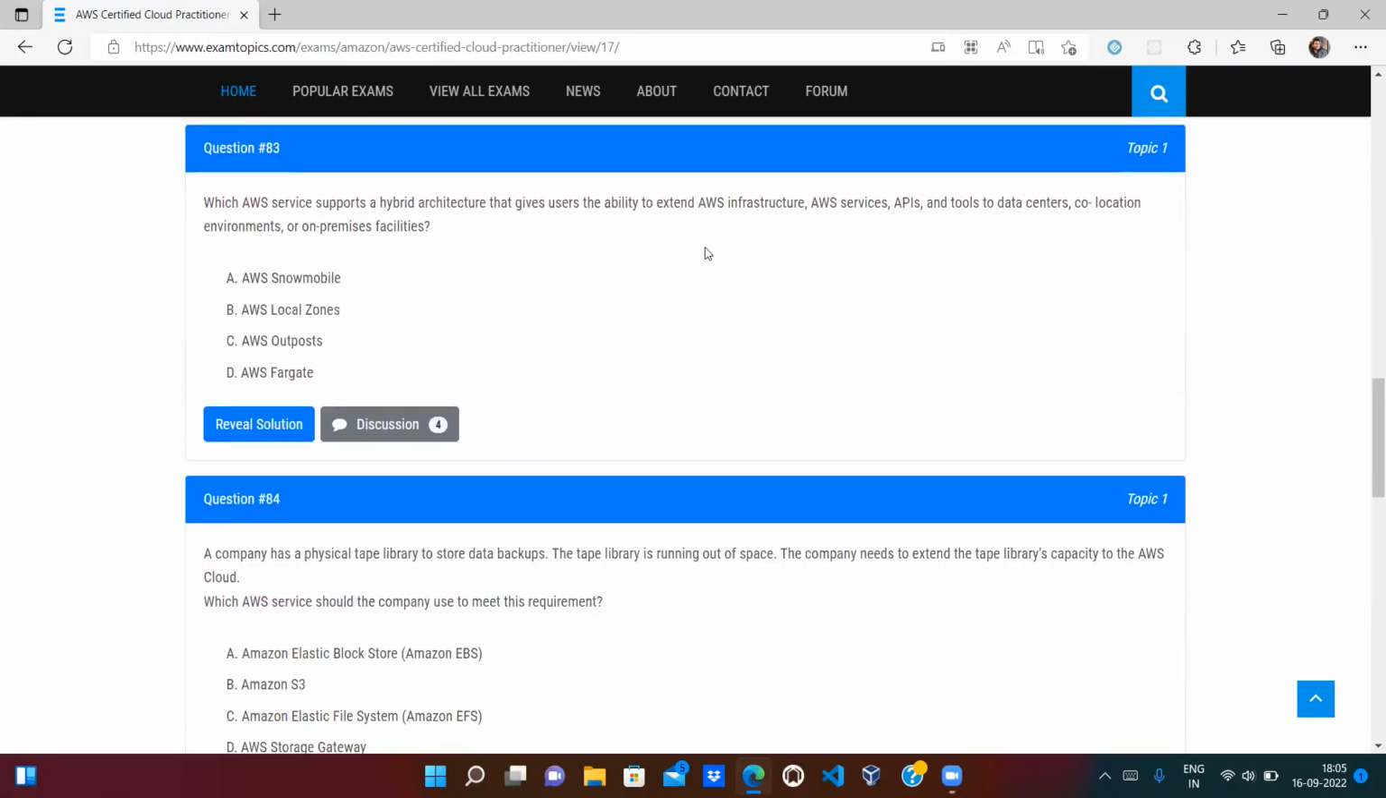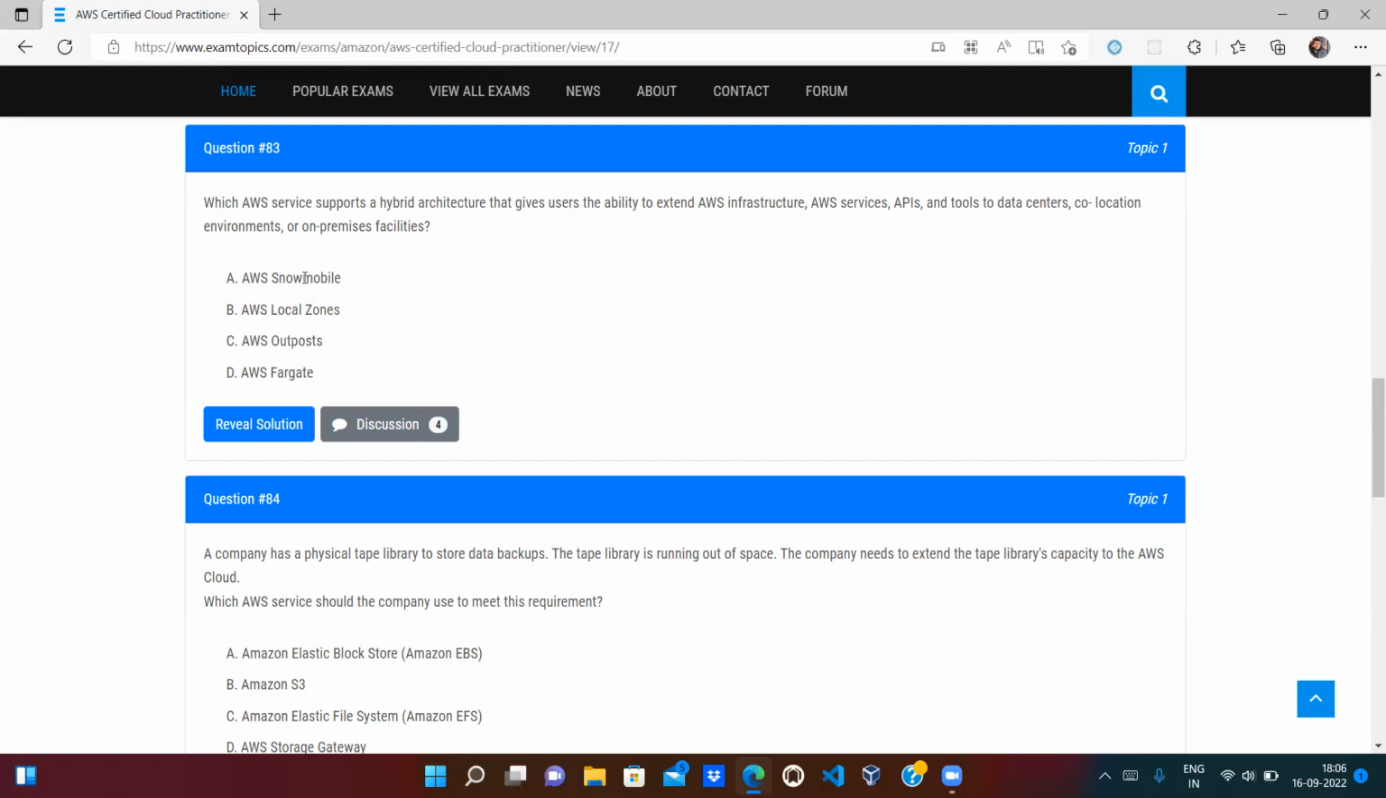Next question. Which AWS service supports a hybrid architecture? This is the hybrid architecture that gives users the ability to extend AWS infrastructure, AWS services, APIs and tools to the data center, co-location environment and on-premises facilities. If we want to run AWS services on premises, we can use AWS Outposts. Outpost means out, like outside AWS. Post means like you have posted something somewhere else.